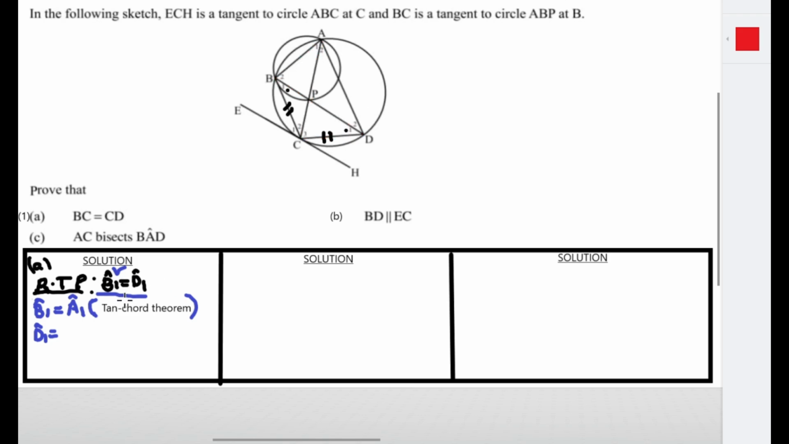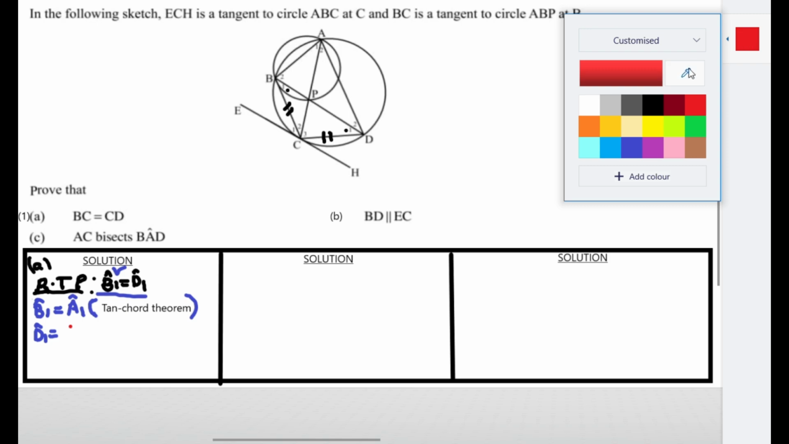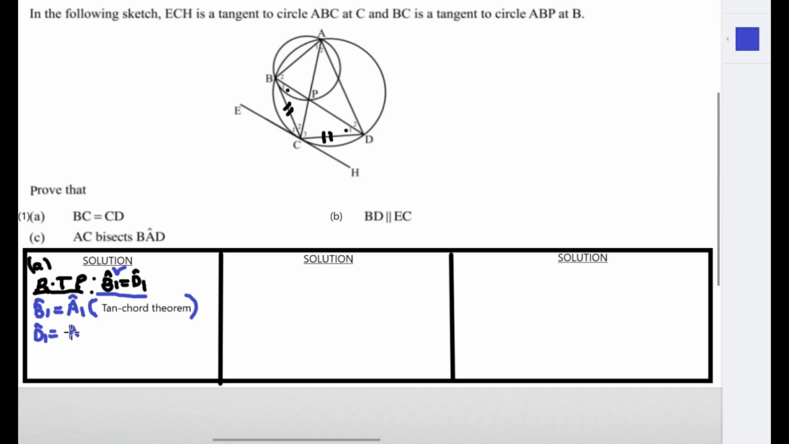So angle D1 is equal to angle A1. This is just a coincidence, guys, that both of them are equal to angle A1. It's not always the case that they are going to be equal. What is the reason there? It's angles in the same segment, or you can say angles subtended by the same chord. That is the same. Now you'll need to conclude with what you have underlined. Remember to conclude with what you have underlined. It's very important.